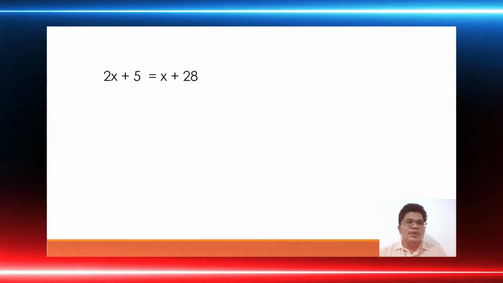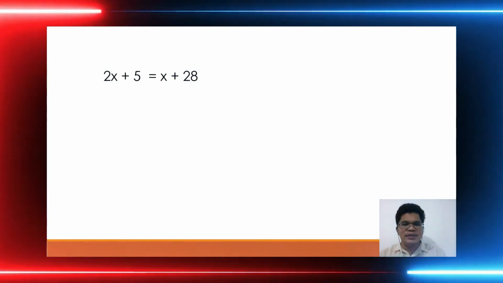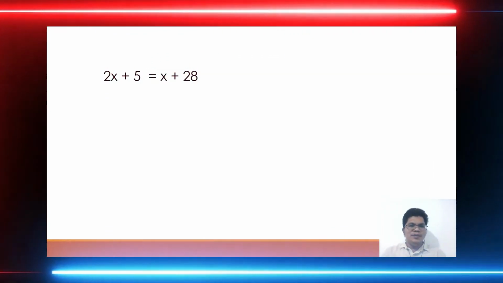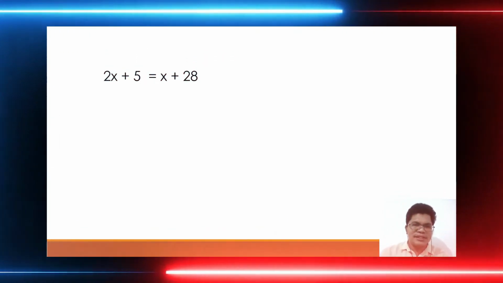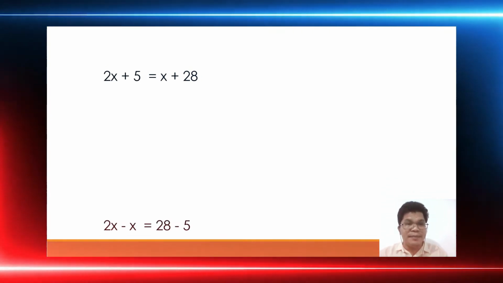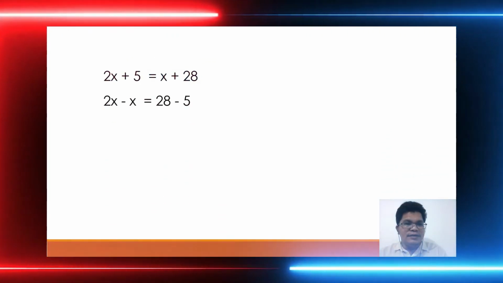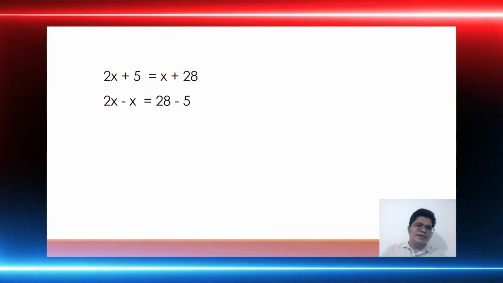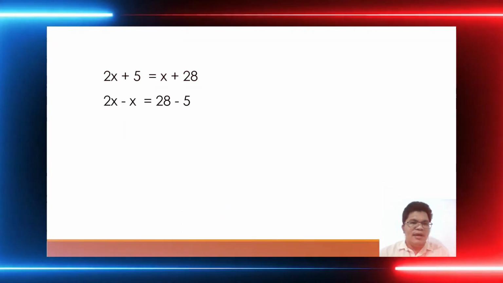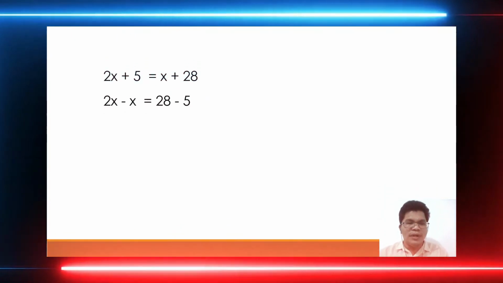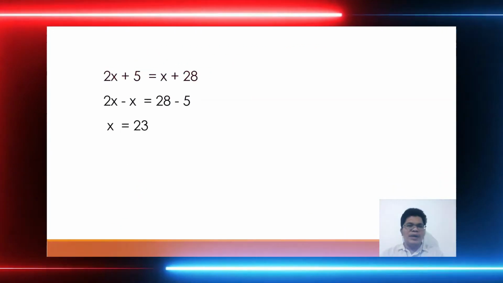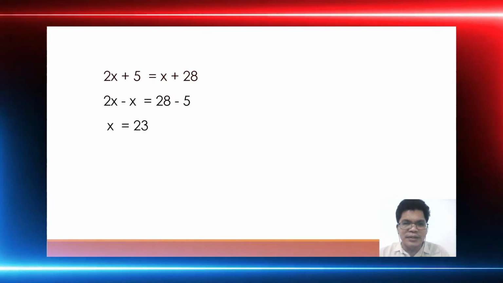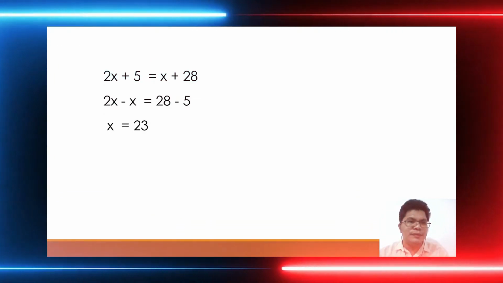So let us now write the equation. 2x plus 5 equals x plus 28. By applying the addition property of equality, it becomes 2x minus x and 28 minus 5. Now simplify. 2x minus x equals x and 28 minus 5 equals 23. So therefore, the value of x equals 23. Any question about example number 2?